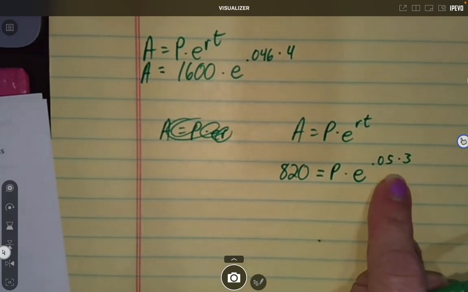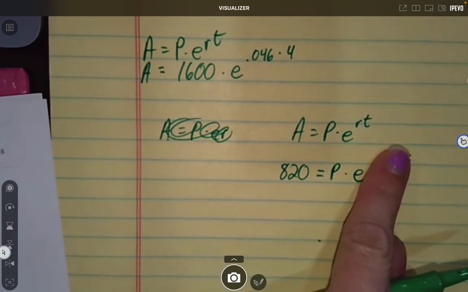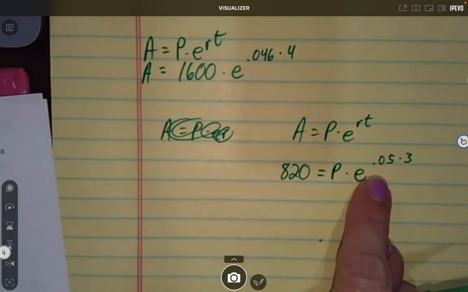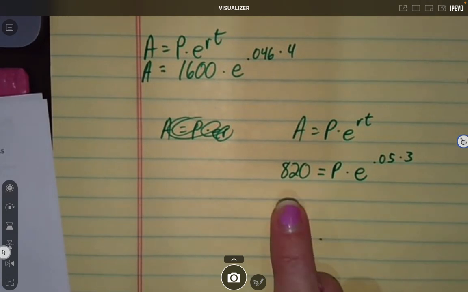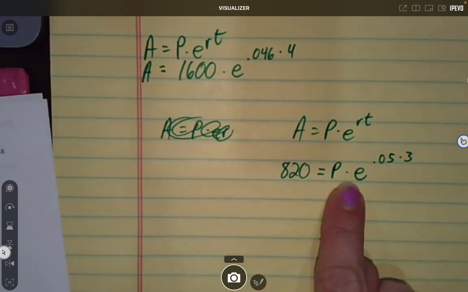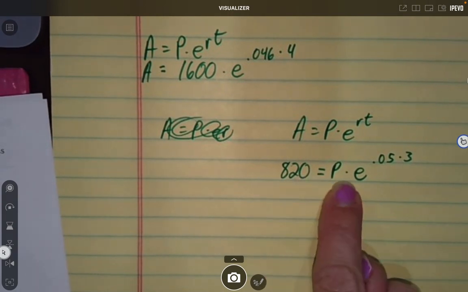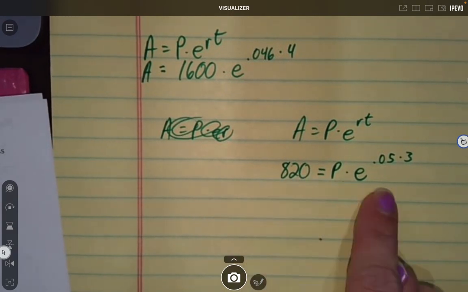If you solved for p, what would you have to move? This number right here, right? So I would just divide 820 by that number. Does that make sense? Does everybody know why 820 is over here and not our starting amount? They said this is how much you end up with. How much did you start with? Does everybody understand me setting it up like this?